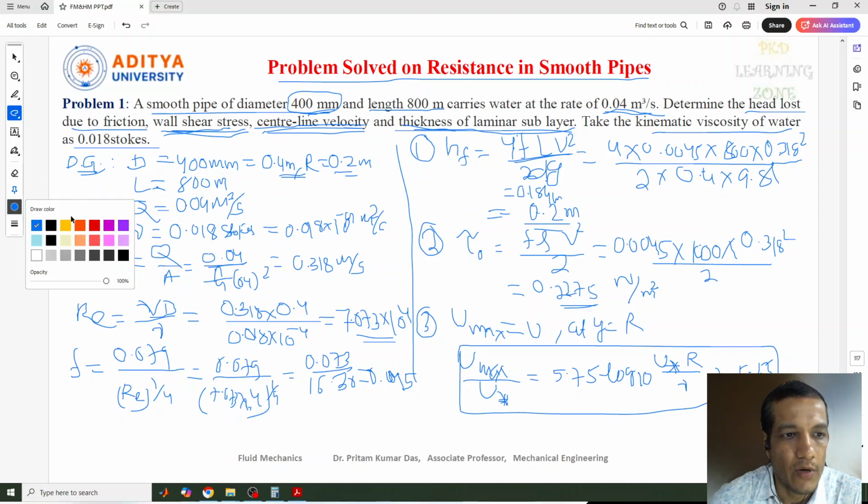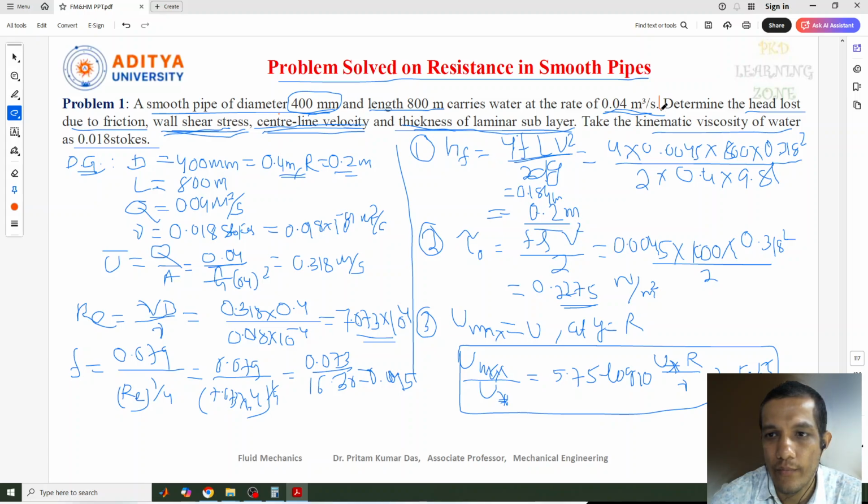So I hope you understand this problem. What are the things we need to calculate here? Most questions ask this kind of question, a 6 to 8 mark question. So head loss, this is one part; it needs to be calculated by using this formula. Next is wall shear stress, that is tau naught, so this formula is the tau naught formula. And thickness of laminar sublayer, center line velocity. Center line velocity is nothing but u max, and u max needs to be calculated from this formula.